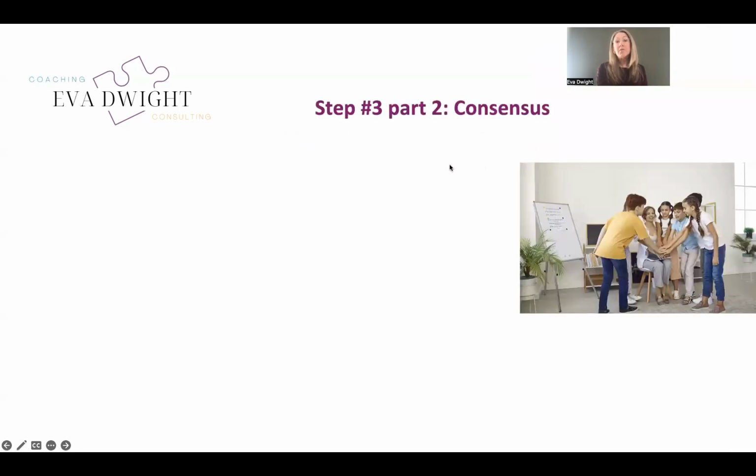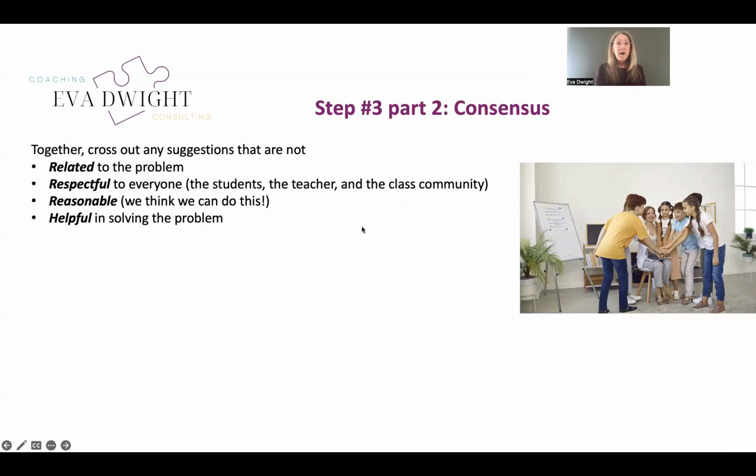Step three, part two is consensus. This is really important because what you're going to do now is look at that list and cross out anything that's not related to the problem of talking while I'm trying to teach. You're going to cross out anything that's not respectful to everyone involved, and that includes the students, you, the teacher, and the classroom as a whole as a learning community. We're going to cross out anything that's not reasonable.